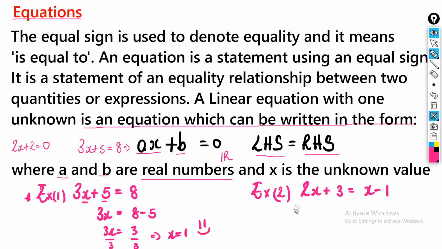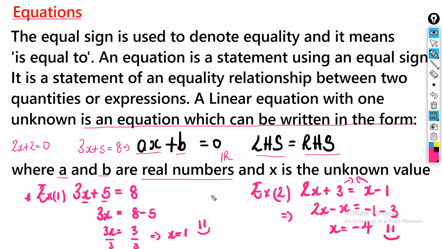Easy, right? Then for this one, we are going to solve for x. The first thing we're going to do is say 2x minus x. We carry this x over to the left side. Then we carry the 3 over to the right side, and we get negative 1 minus 3, so the 3 becomes negative. Then we get x is equal to negative 4. Easy, right?